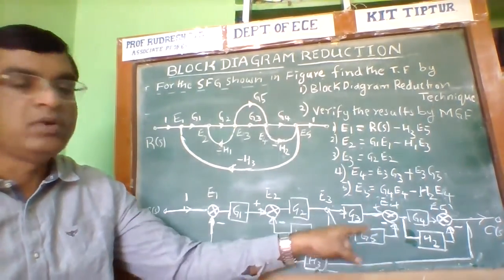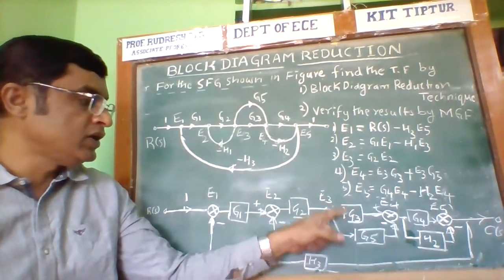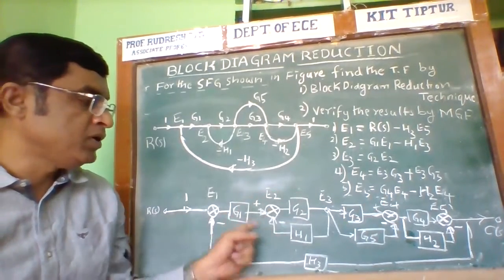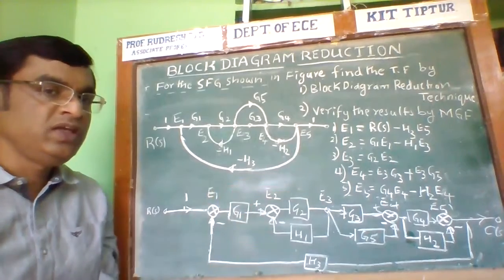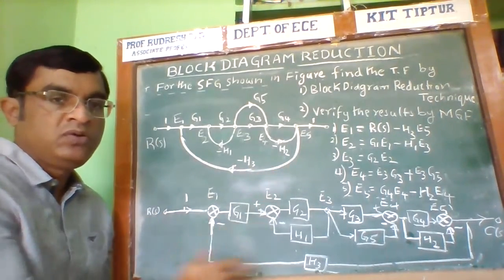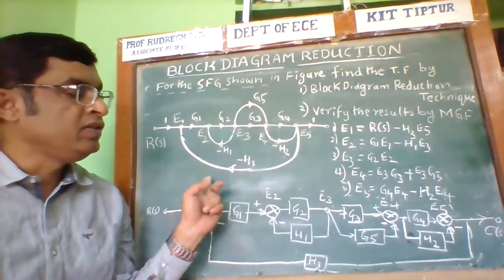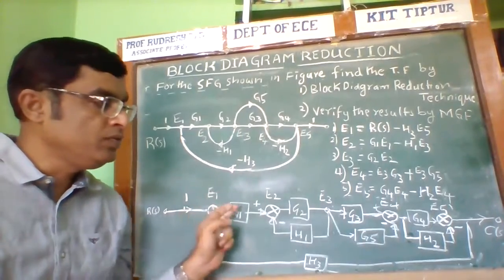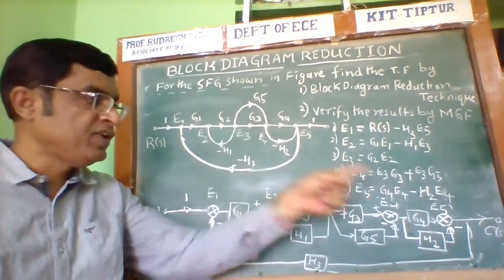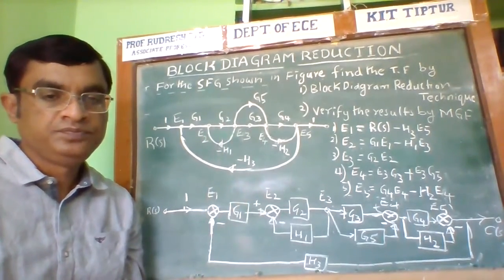Similarly, this is also a parallel block. So now add the transfer function. If the blocks are connected in parallel, add the transfer function. So here this is the feedback path. In the next step I'm going to explain how to reduce the overall block diagram, obtained from the signal flow graph, and find C(s) divided by R(s), which is the transfer function of the system.